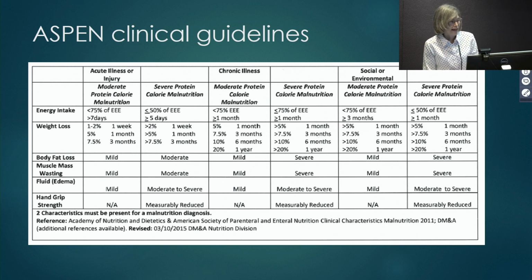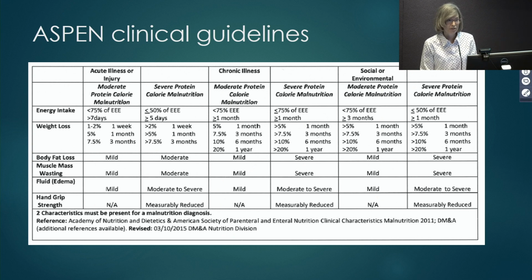Kelly briefly mentioned the ASPEN Guidelines. So this is a copy of what it actually looks like. And you can see that there are kind of three causes of what they say malnutrition is, due to either acute illness or injury, chronic illness, or a social or environmental cause. And then there are 6 categories underneath for each.